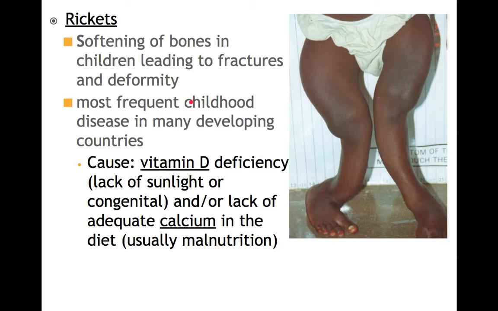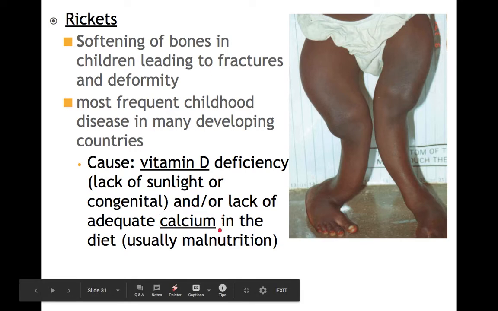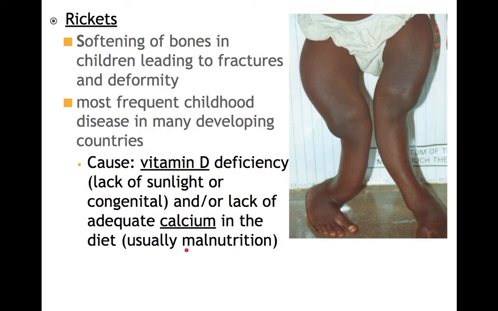This is a very common childhood disease in many developing countries, and the reason for that is they may have a vitamin D deficiency, either because they may not receive enough natural sunlight, because sunlight stimulates your skin to produce vitamin D, or they could have a congenital defect that they're born with that prevents them from being able to produce vitamin D. Alternatively, maybe they do have adequate sun exposure, but they are not able to get enough calcium because they're malnourished. They don't have access to calcium-rich foods like dark green vegetables or milk, things like that.